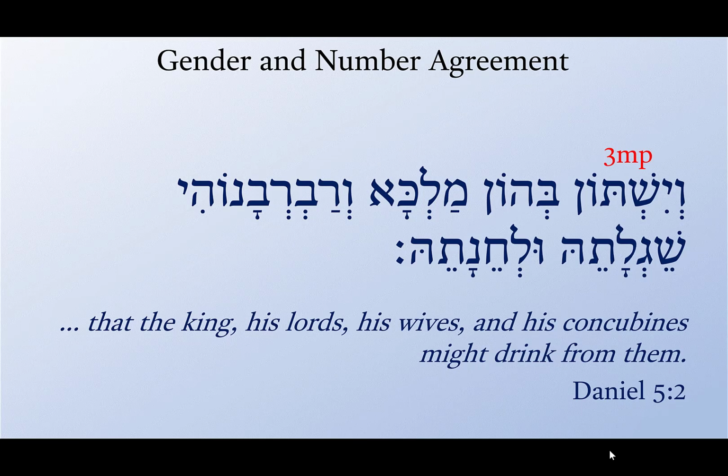Well, who are the they? Well, it's all these different people, right? So the king. And so the king would be singular in number, and he would be masculine. So that's a masculine singular noun, right? Okay, next. His lords. So this is masculine plural. So far, so good, right? So we have the singular king and the plural lords, and this is just as expected to have a masculine plural verb for subject-verb agreement purposes.